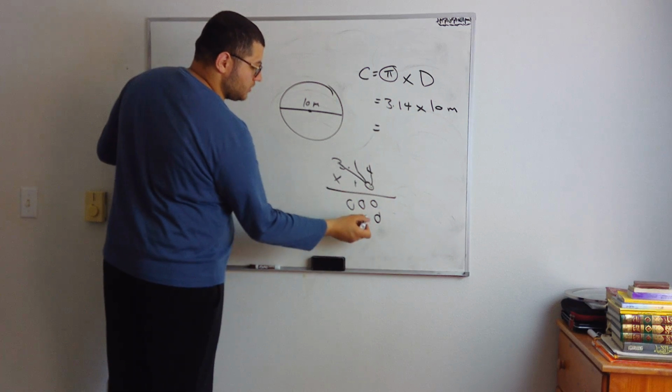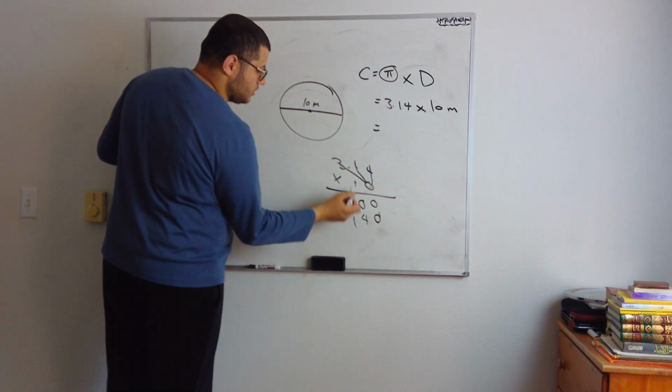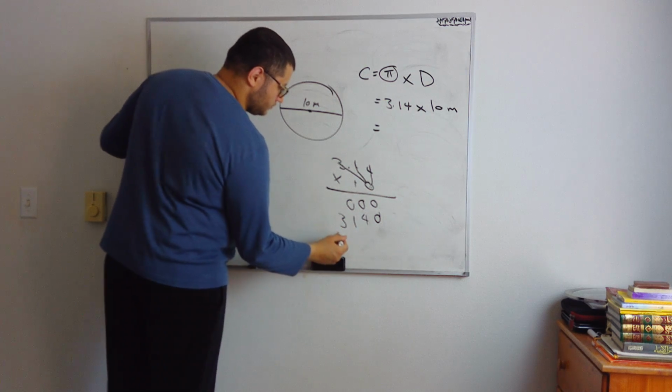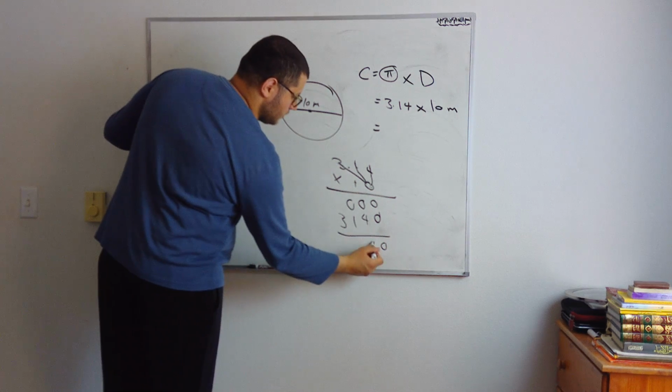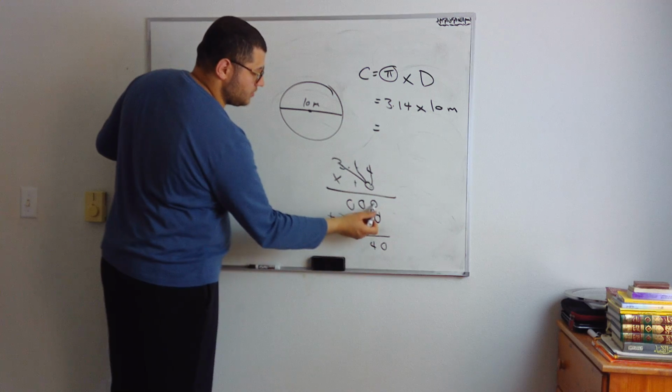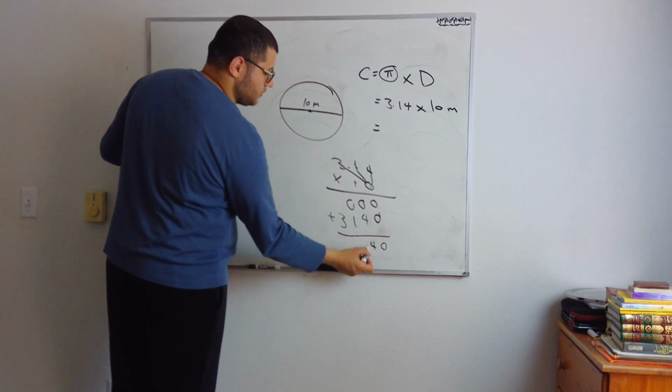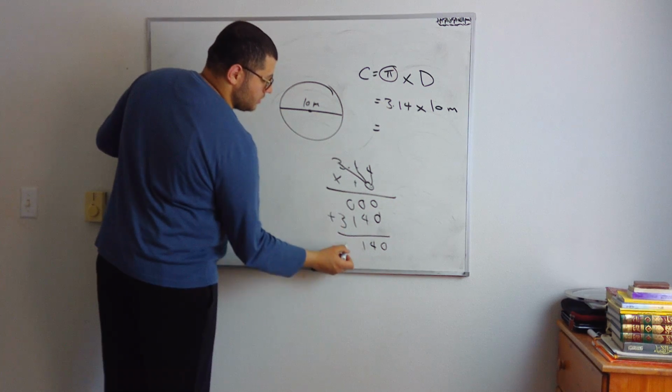Now 1 times 4 is 4, 1 times 1 is 1, 1 times 3 is 3. Then we add them, of course we have to add them. So 0 plus 0 is 0, 0 plus 4 is 4, 0 plus 1 is 1, and then we'll put the 3 down.